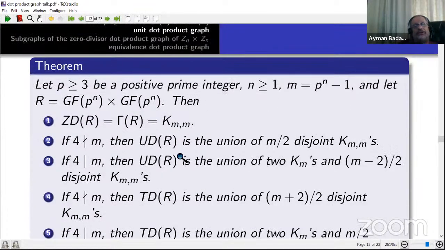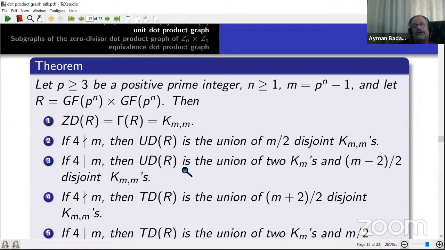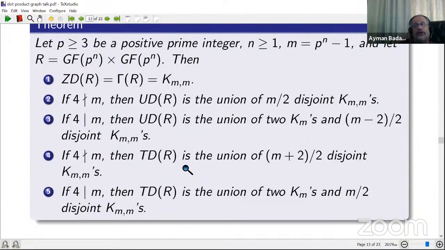And here is the structure. This result tells me the structure of the unit dot product. Like in one of the cases, if 4 is not a factor of M, then I know the unit dot product will be the union of M over 2 disjoint complete bipartite graphs, and so on.